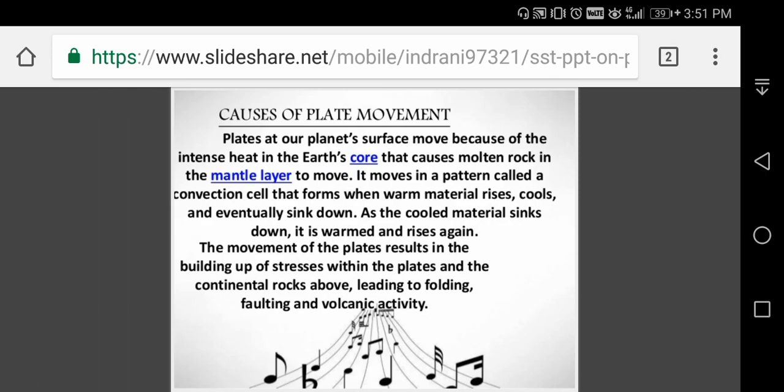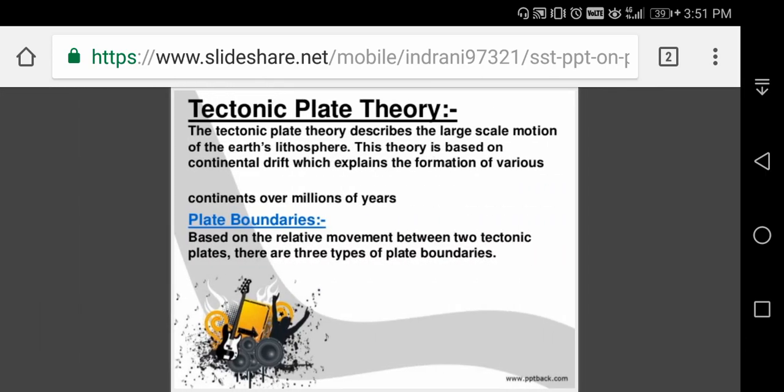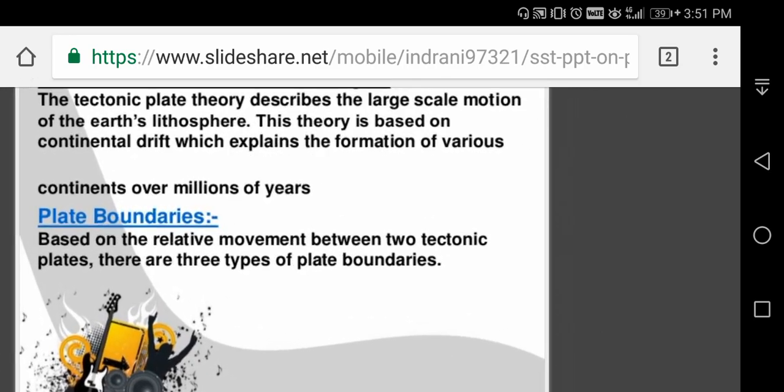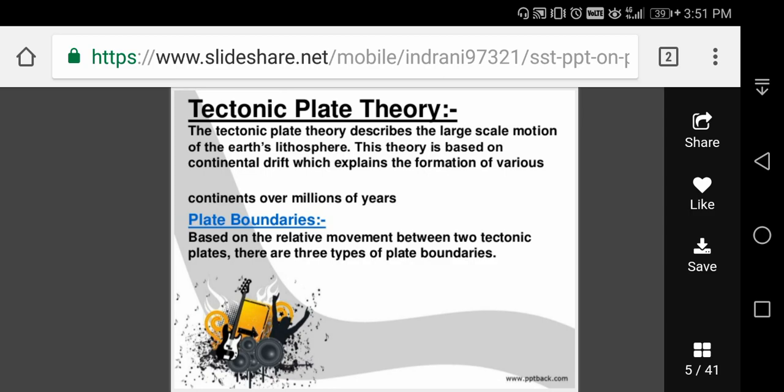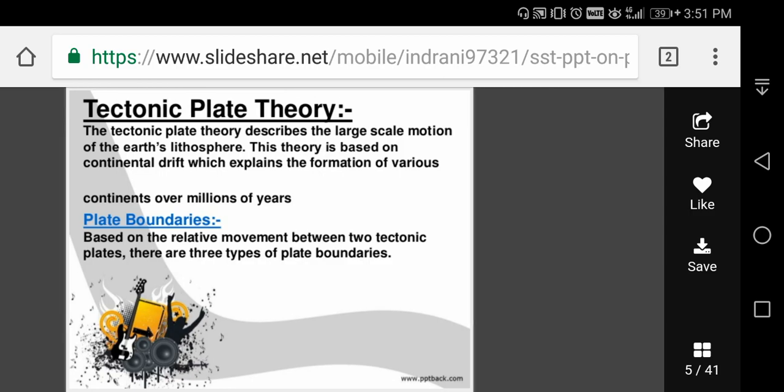The movement of the plates results in the building up of stresses within the plates and continental rocks above, leading to folding, faulting, and volcanic activities. Because of these reasons, sometimes new land forms and we can also see some changes on the surface of rock. This is not included in your syllabus, but I am just showing it as we go, for those students who want to go through it.